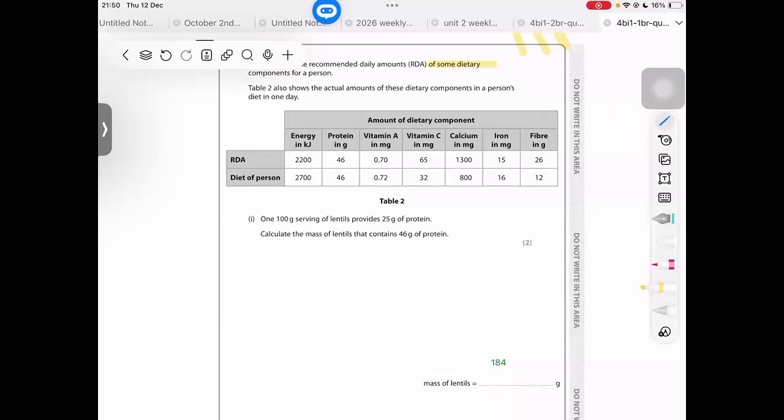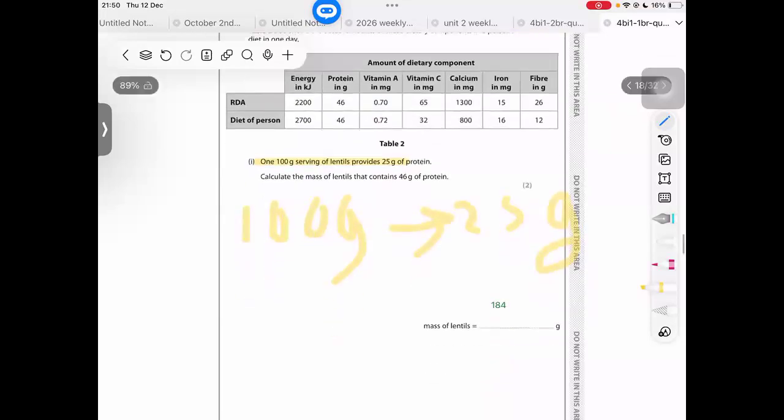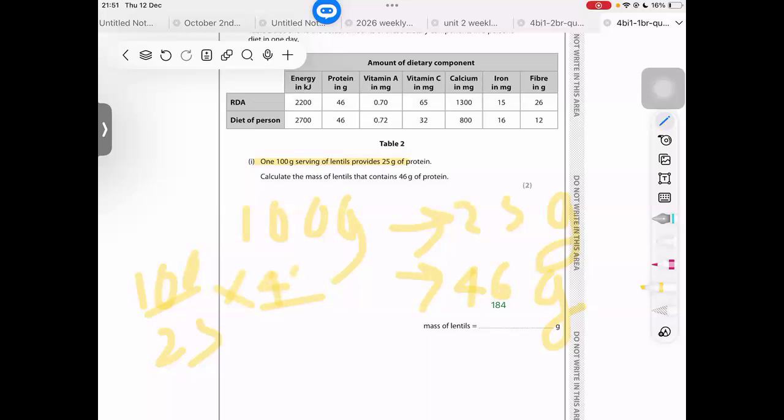Right. You can see 100 grams servings of lentils provide 25 grams of protein. Then they're asking to calculate the mass of lentils that contain 46 grams. This is an easy calculation. You have to divide 100 by 25 to get the amount of lentils to provide 1 gram of protein. Then you can multiply it by 46 grams.